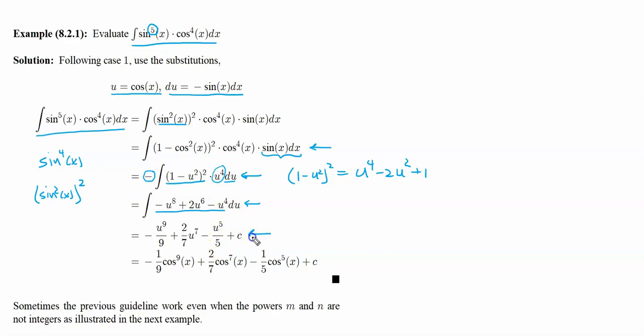And then at this point, you simply replace all the u's with the cosine. And here's your answer. So right there is the antiderivative for this function up here, sine to the 5th times cosine to the 4th. Let's take a look at another example.